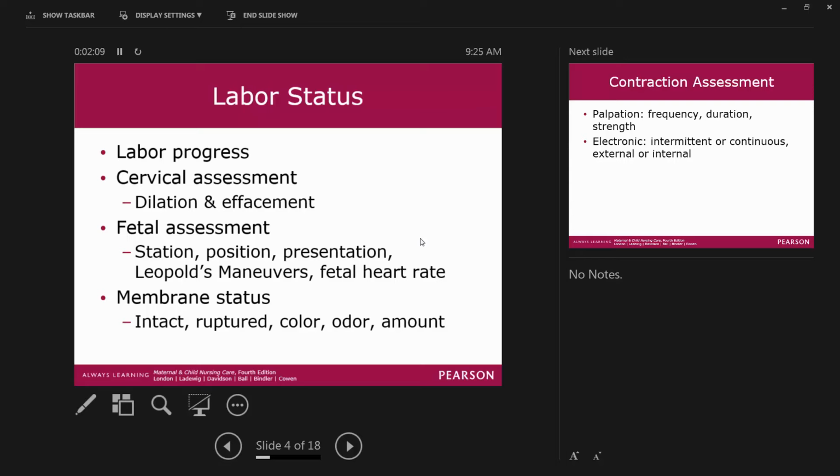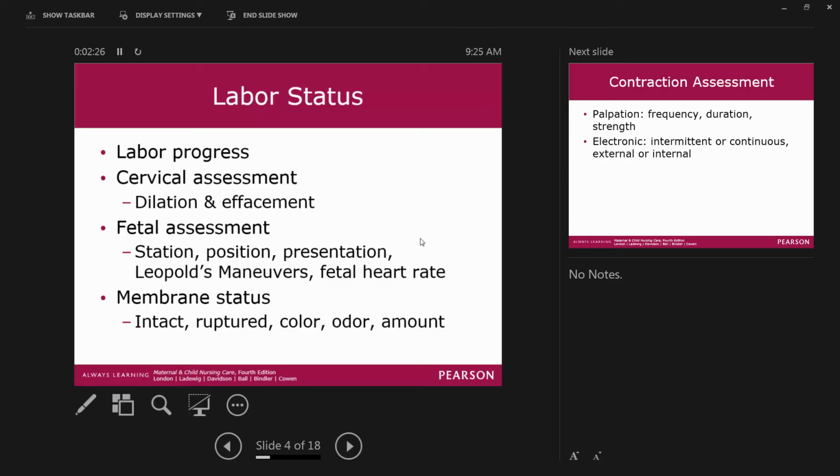But we're not always accurate with Leopold's maneuver. Like, we can do a Leopold's maneuver, and if we've got a very fluffy woman, or if we've got a woman who's normal weight, but she's got a whole ton of fluid in there where we are having a hard time getting to the baby's outlines, okay?